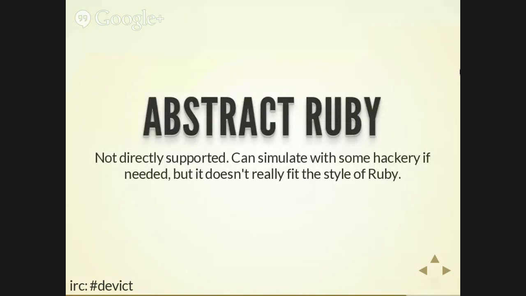This isn't really a thing in Ruby. There's not a keyword that I'm aware of that supports the idea of abstract classes. You can kind of simulate it by taking the initializer and making it throw an exception. As soon as you instantiate this class, it throws an exception, so you basically can't instantiate this class. But it doesn't really fit the style. That's not really what Ruby's about. They don't do this kind of thing.